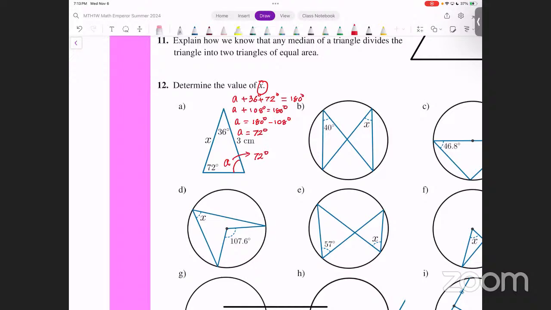Now, don't you guys see that these two are 72? What does that tell you? It is an isosceles triangle because we see two angles are equal. Therefore, it's an isosceles triangle. We just learned it. If you have an isosceles triangle, the sides opposite the equal angles must be equal. Therefore, x must be equal to 3 centimeters. Are you following that?